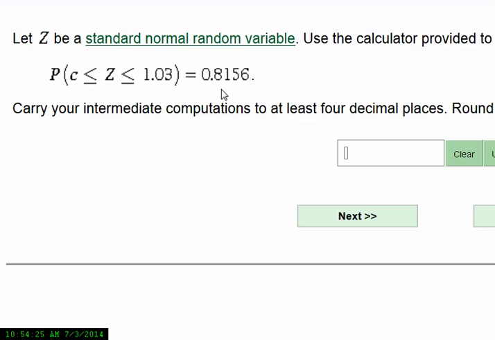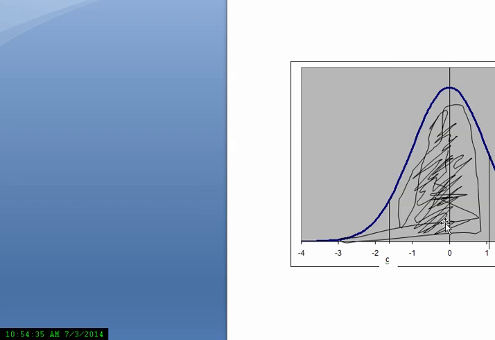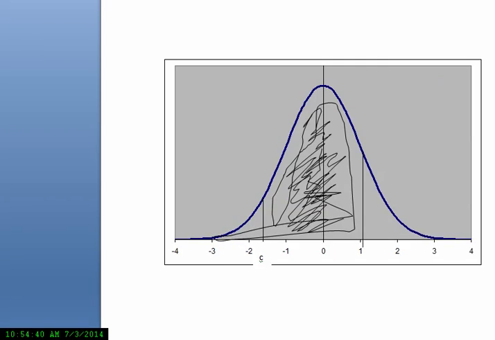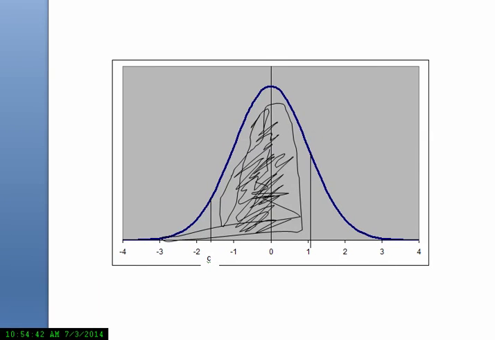What I'd like to do is capture what this mathematical equation represents visually. So I'm going to go out to a Word document that I've already done and show you what that represents. I have here the standard normal curve. I have here a vertical line representing C. C was on the left. And then I have a line at 1.03.